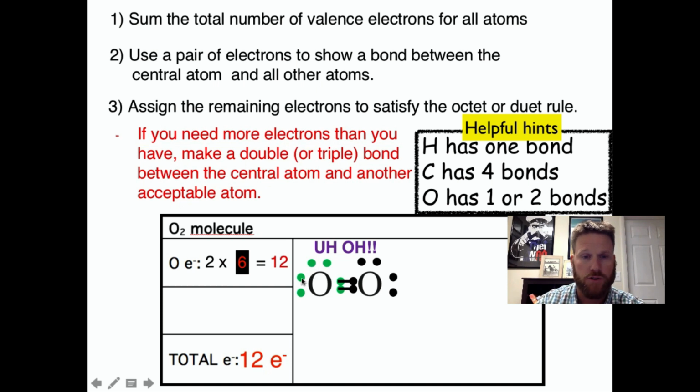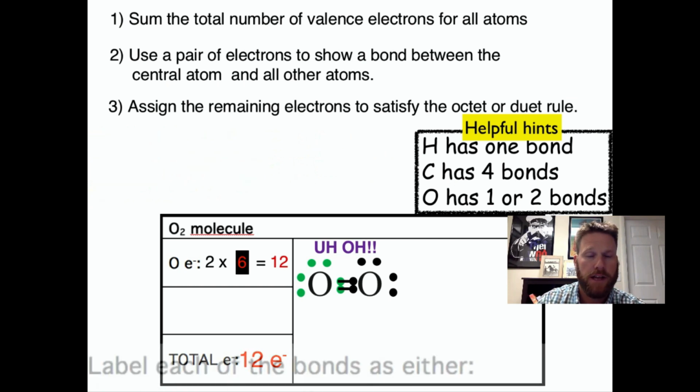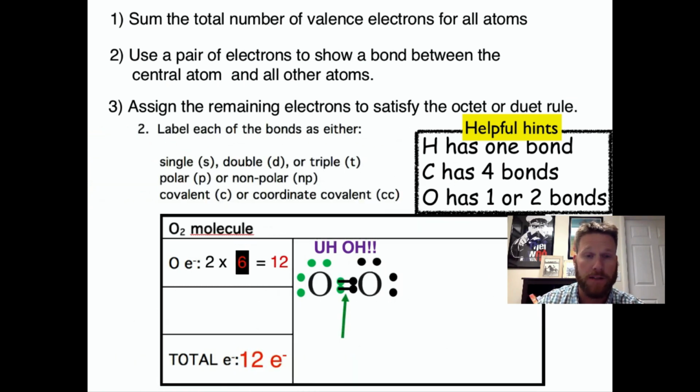Look, this oxygen has 2, 4, 6, 8 electrons, and this oxygen has 2, 4, 6, 8 electrons. It fulfills the octet rule. This bond that you see here is a double bond. It is nonpolar this time because the two atoms that are bonded together are the same atom, so they have equal electronegativities. This bond is a covalent bond because the electrons being shared come from both atoms.